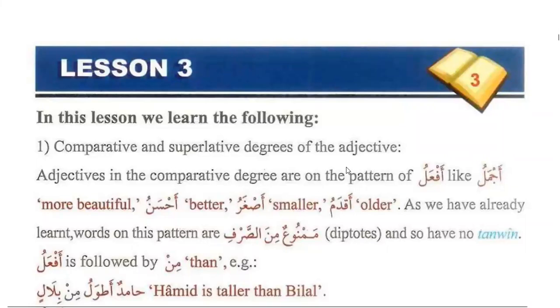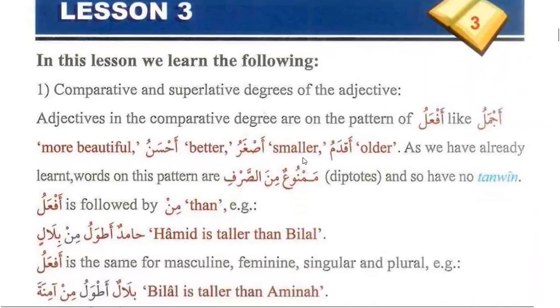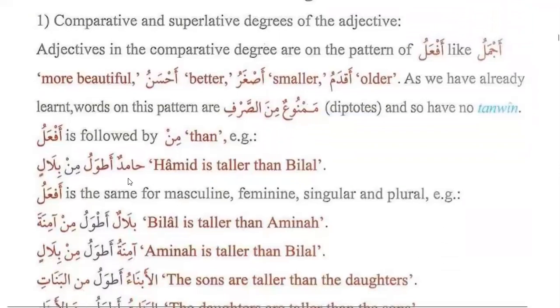Since both these degrees are on the pattern of afalu, they are mamnu min as-sarf. We can use tanween with them. So the same word is representing comparative and superlative degrees. So the question is, how can we differentiate between them? How will we know whether the word ajmalu is representing the comparative degree or the superlative degree? For this, you will see what is after the word atwalu, ajmalu.